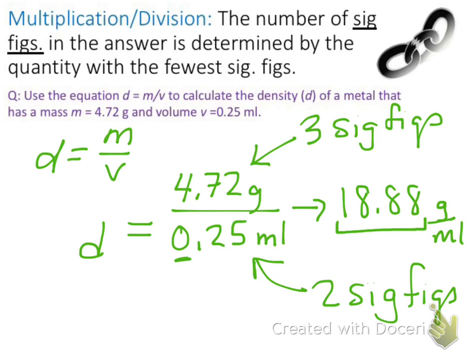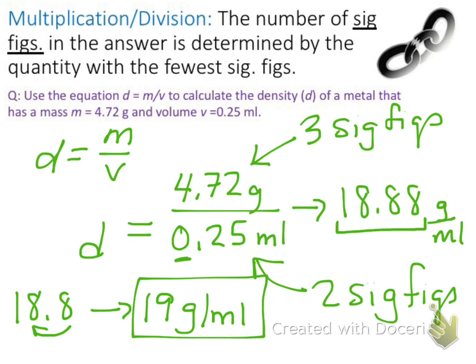So we have 18.88. I need to take that to 2 sig figs. Following my path from before, I'm just going to write 3 digits out, so I'm not tempted to round twice. And I'm going to look, and in fact, I do need to round up. So my final answer needs to be 19 grams per milliliter in this calculation.